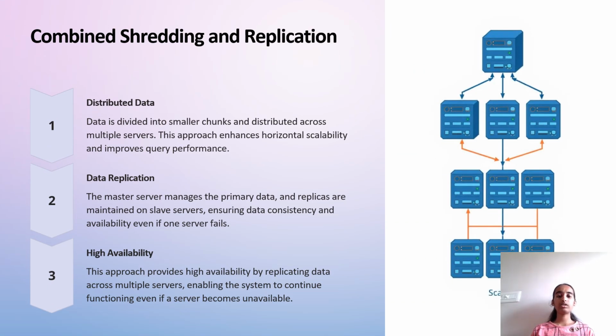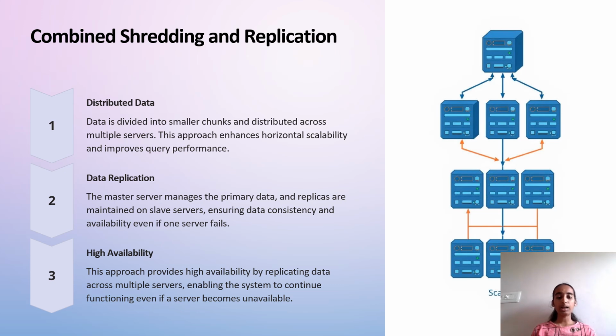Here comes the combined sharding and replication. There are three procedures to be followed, that is distributed data, data replication, and high availability. Here comes the first point, that is distributed data. Data is divided into smaller chunks and distributed across multiple servers. This approach enhances horizontal scalability and improves query performance.